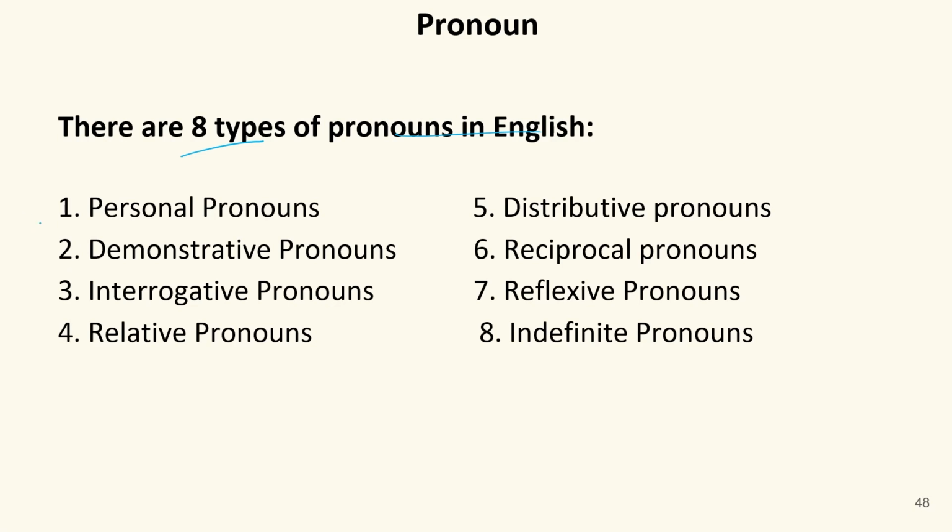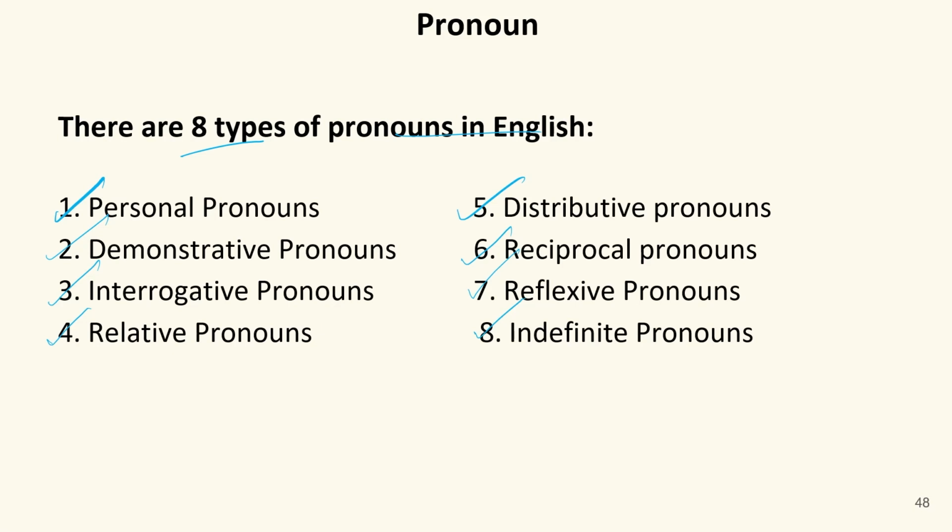First, we have personal pronoun. Second, we have demonstrative pronoun, interrogative pronoun, relative pronoun. Then we have distributive pronoun, reciprocal pronoun, reflexive pronoun, and indefinite pronoun. So we have total 8 types of pronoun, and in this chapter we will elaborate each and every type. It will definitely help you spot the errors in your exam and also improve the sentences.